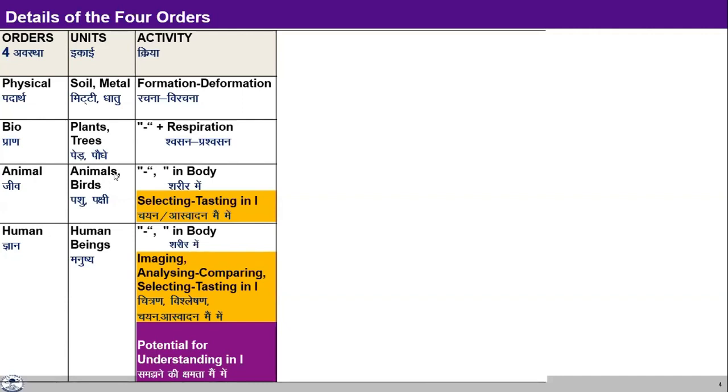So in the body of every animal, formation and deformation is taking place as well as respiration. There's give and take of air. There's inhaling and exhaling involved. In the self, we can see that there's activity of selecting and testing.